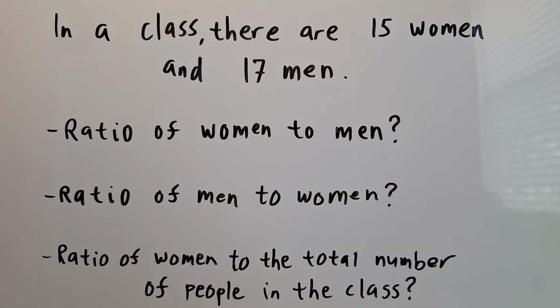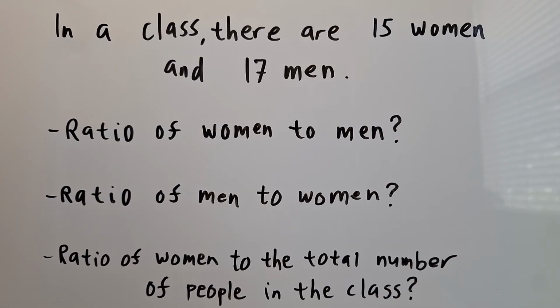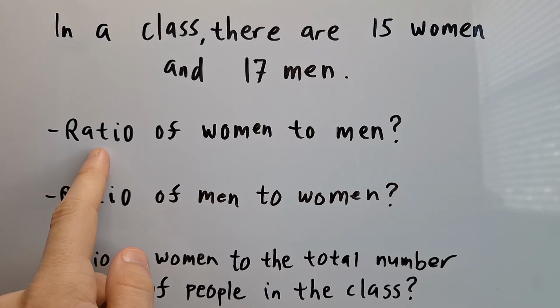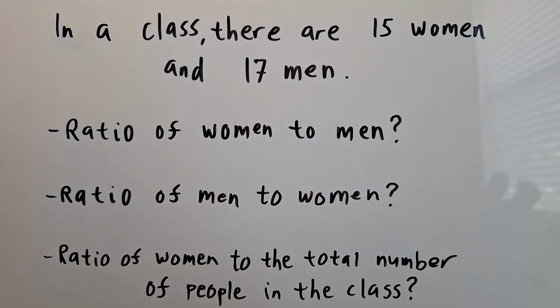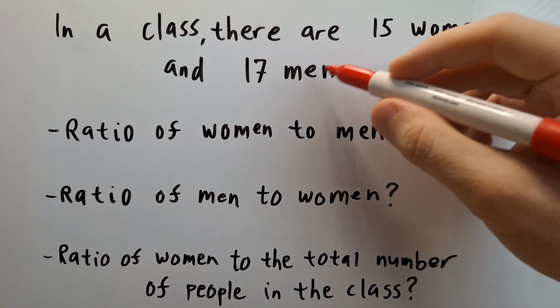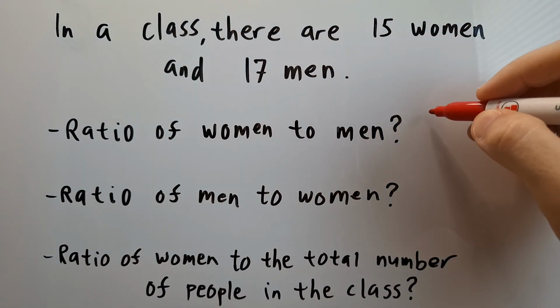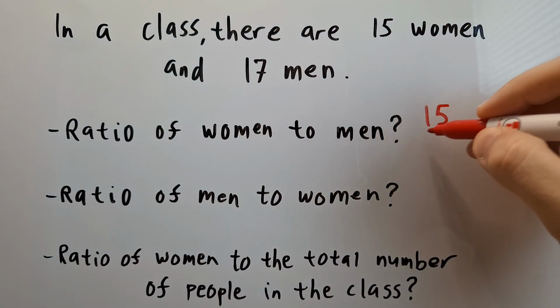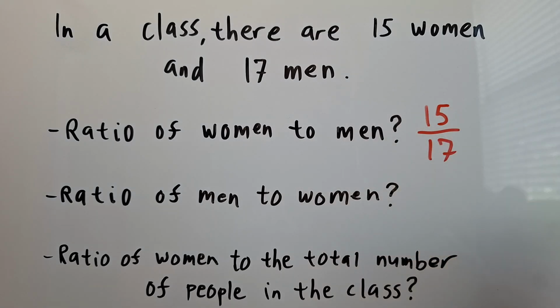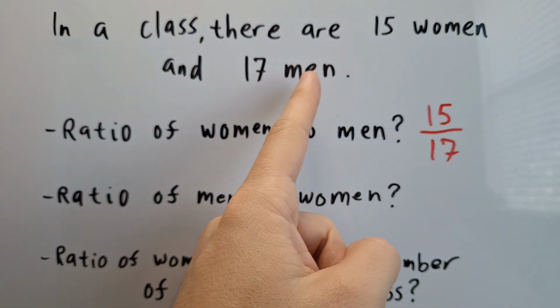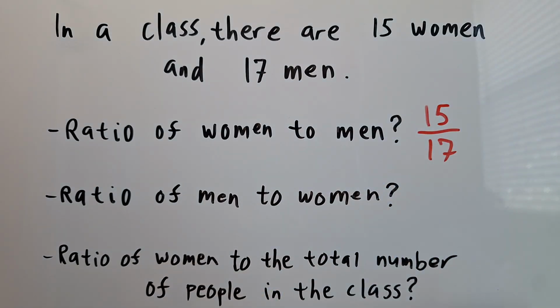So in a class, there are 15 women and 17 men. First thing we're asked is to find the ratio of women to men. Well, we know that there's 15 women and there's 17 men, so we'll write this in the fraction form as such. And that's really it. That's all you're doing, is you're writing out the ratio of women to men in that fraction form.